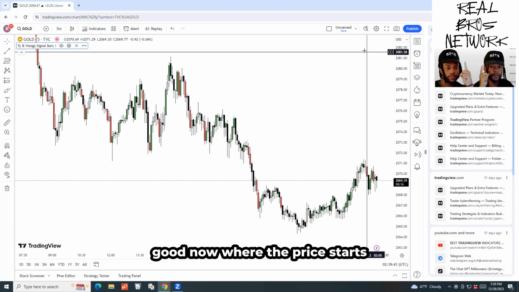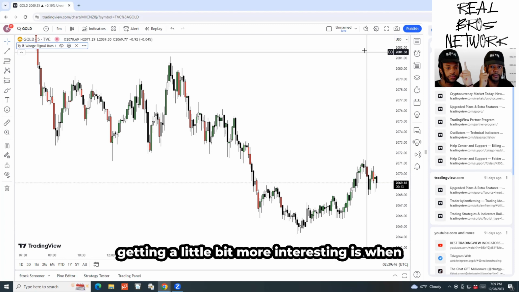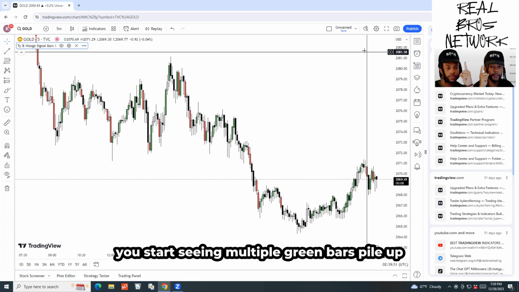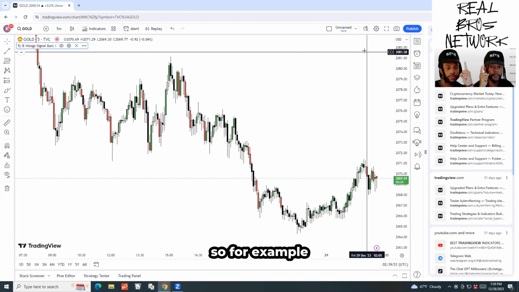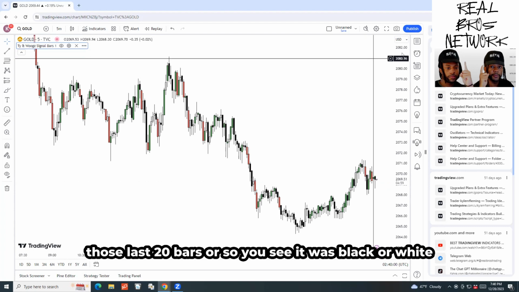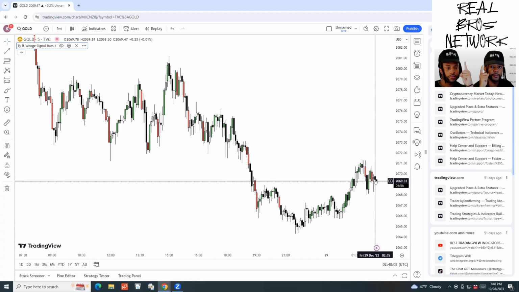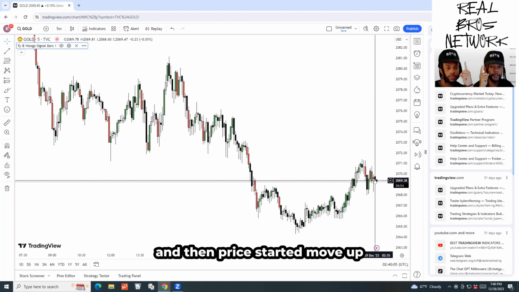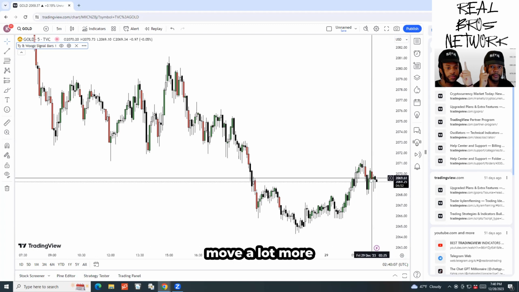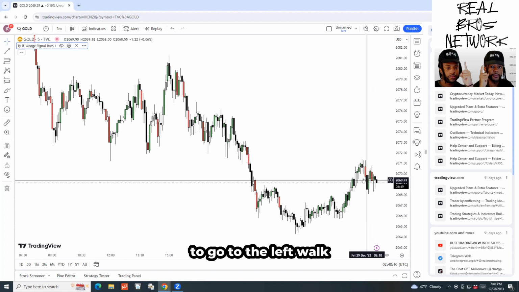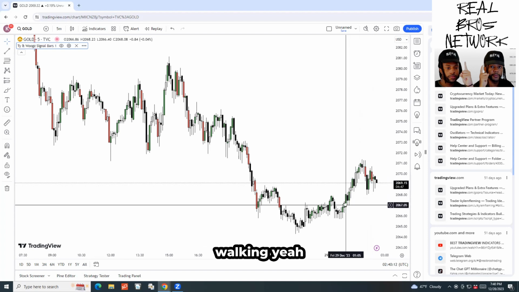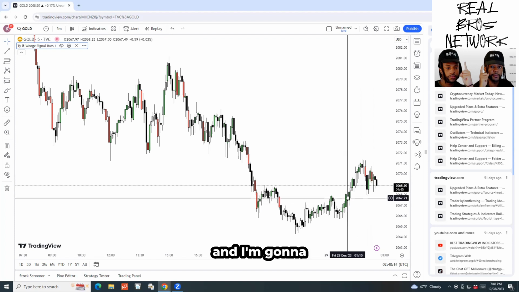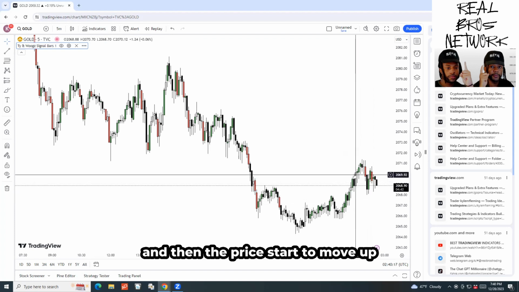Now, where the price starts getting a little bit more interesting is when you start seeing multiple green bars pile up, then you know the bulls are coming in. So for example, right there, those last 20 bars or so, you see it was black or white. And then now it's starting to see more green bars, and then price started to move up. Go to the left more. I'm going to show you from my screen.